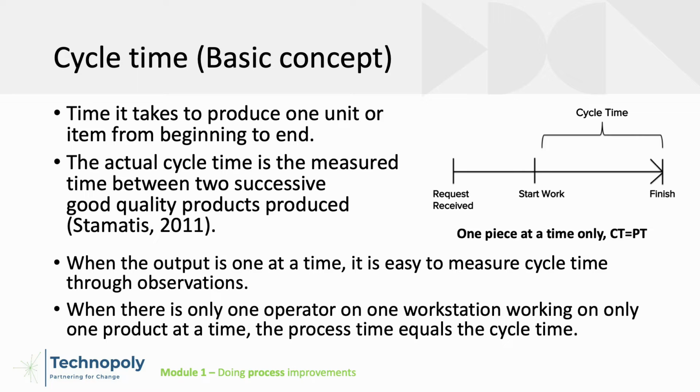A third and most important lean metric is called cycle time. Cycle time refers to the time it takes to produce one unit or item from beginning to end. It is the time it takes for you to start the work again on another item. Oftentimes, when we talk about cycle time, some people associate cycle time with process time. They can be the same provided you're only working on one piece at a time, or one item.